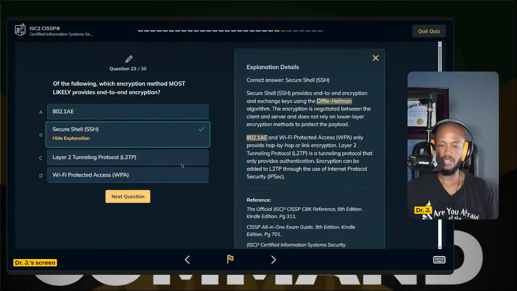Layer 2 Tunneling Protocol is a tunneling protocol that only provides authentication. Encryption can be added to L2TP through the use of Internet Protocol Security, or IPsec.